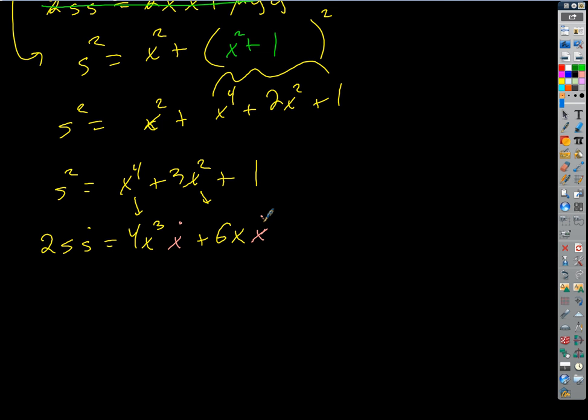Divide the whole thing by 2, real quick. Let's divide everything by 2. So that goes away, that becomes a 2, that becomes a 3. We'll factor out an x dot, so we end up with s dot equals 2x cubed plus 6x times x dot. Is that 3x? Yeah, 3x. Oh, darn it, you're right.